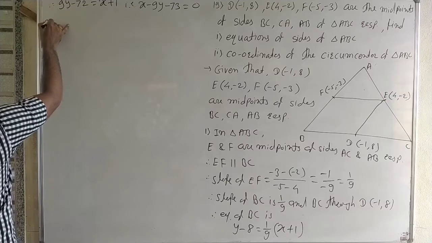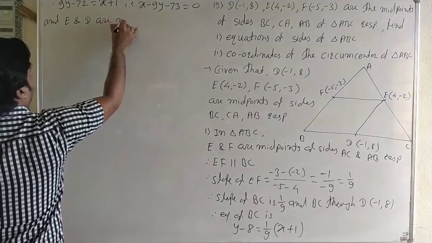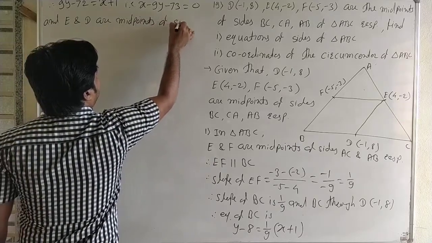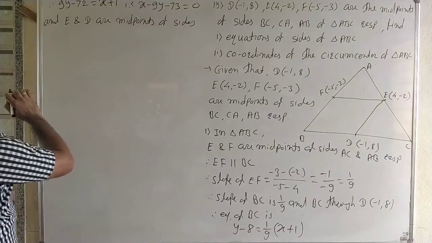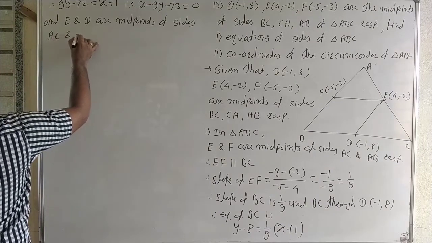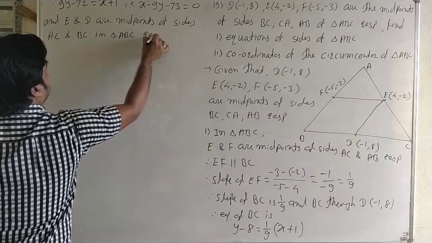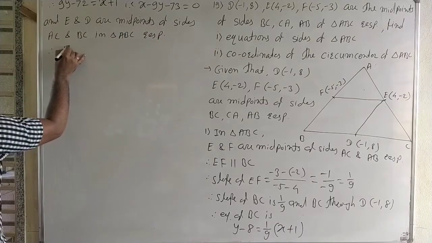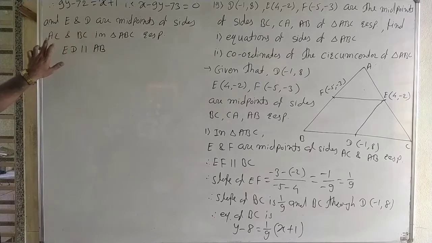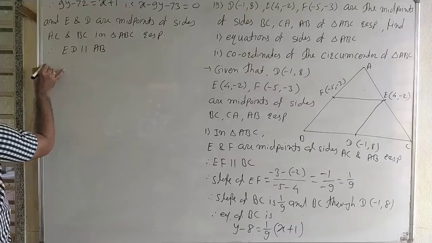Here, E and D are midpoints of sides. E is a midpoint of side AC and D is a midpoint of BC in triangle ABC respectively, and therefore ED is parallel to AB. E and D are midpoints of AC and BC, therefore it is parallel to the third side. ED parallel to AB.